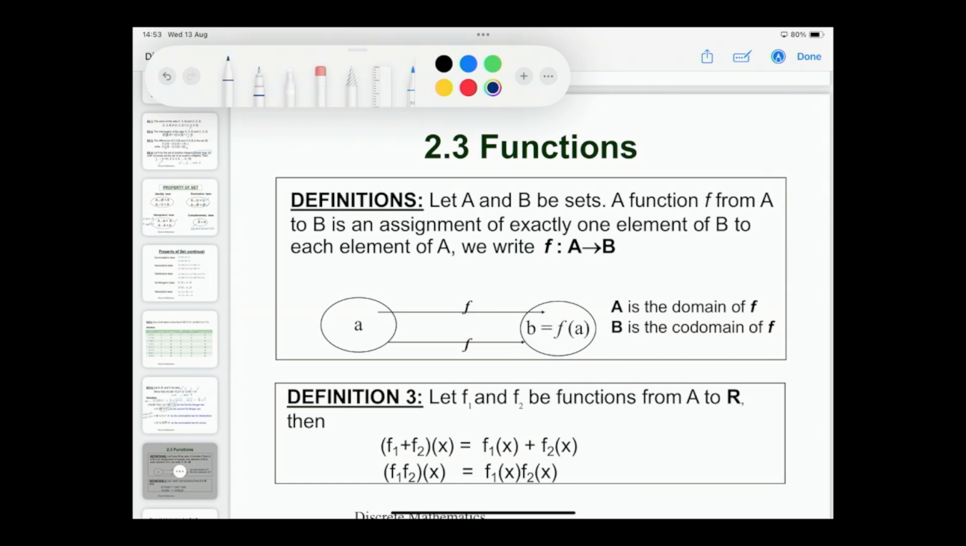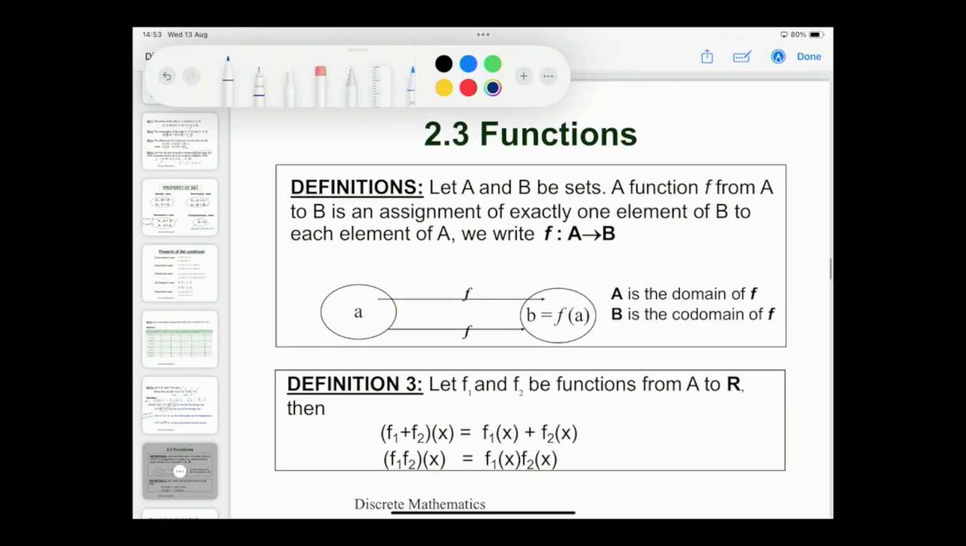Okay, let's move on to the next section, which is about functions. We are still considering sets. Let's say A and B are sets. A function F from A to B is a mapping or assignment, so that exactly one element of B is mapped to one element of A.